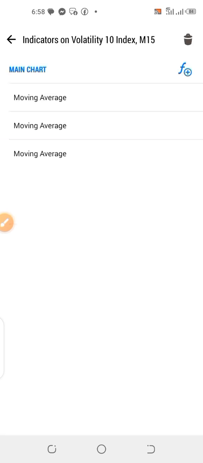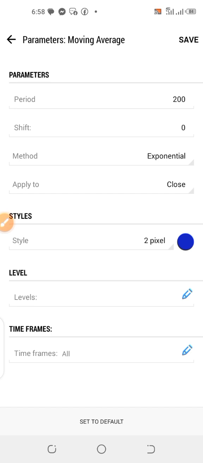The third moving average here is 200, and it is also exponential, the same thing, guys. Just change the color, any color of your choice, you save it, guys.